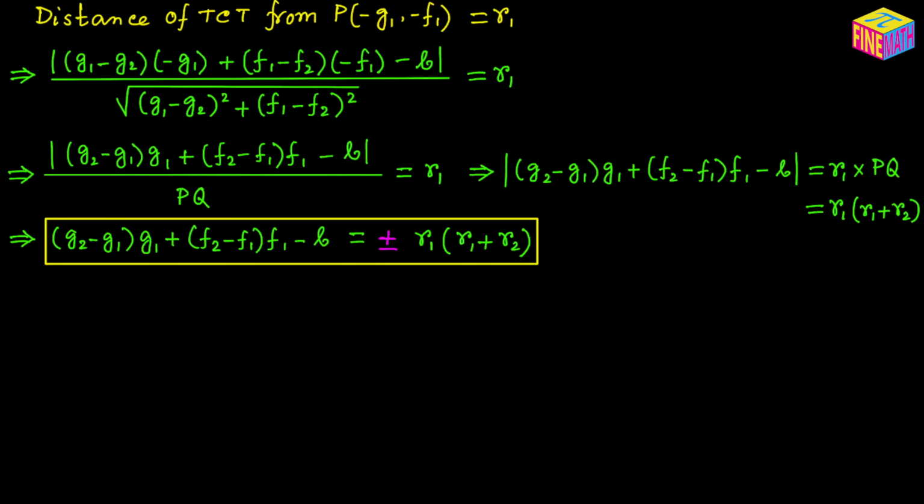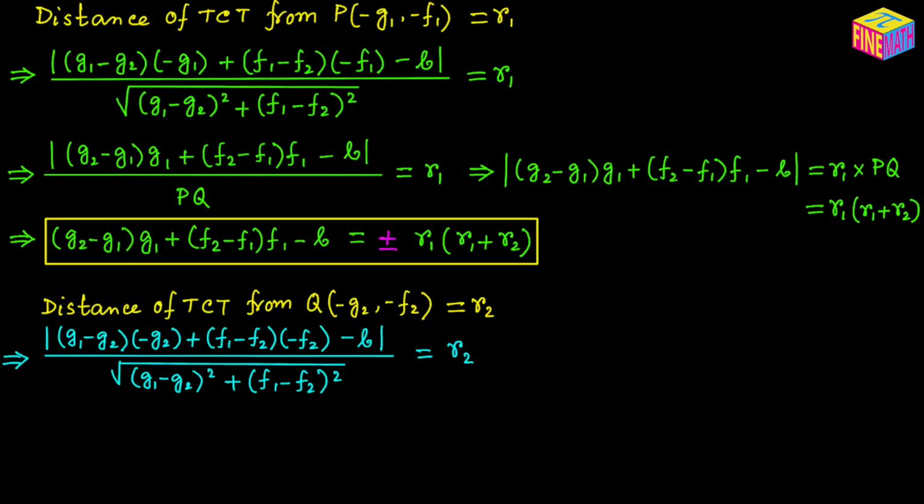And I'm going to use the same method to find a similar equation using r sub 2 and the distance of the transverse common tangent from the center of the second circle. So it can be written like this: the distance of the transverse common tangent from the center of the second circle, which is the point Q, whose coordinates are negative g sub 2 comma negative f sub 2, will be equal to the radius of the second circle. So using the formula for the distance of a line from a given point, we can write it like this.